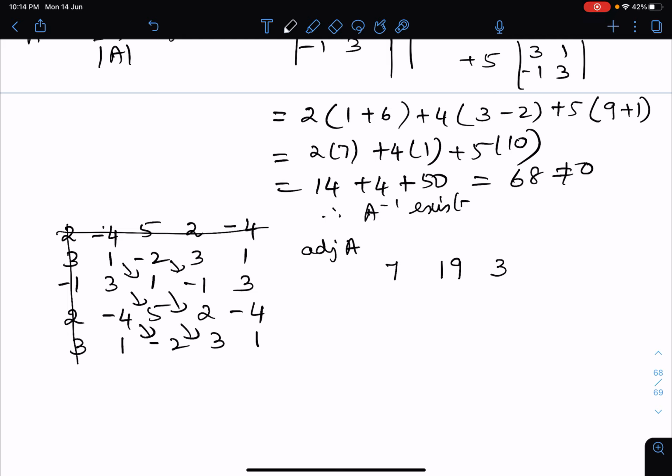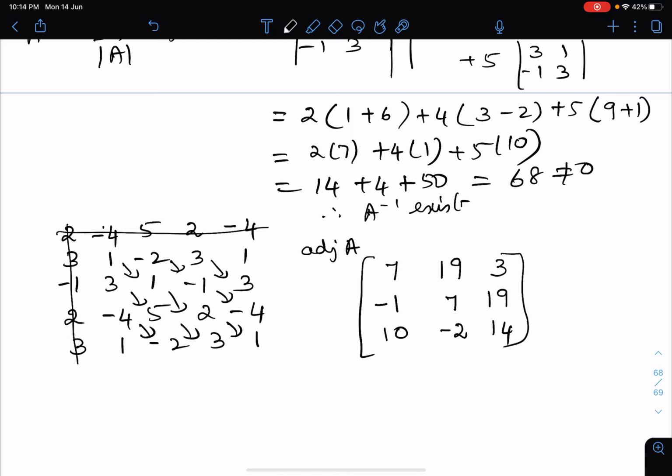2 minus 3 is going to be minus 1. 2 plus 5 is going to give you 7. And 15 plus 4 is going to give you 19. This is our second row. Multiplying our third column, 9 plus 1 is going to give the answer as 10. 4 minus 6 is going to give you minus 2. And 2 plus 12 is going to give the answer as 14. So this is going to be your adjoint A.